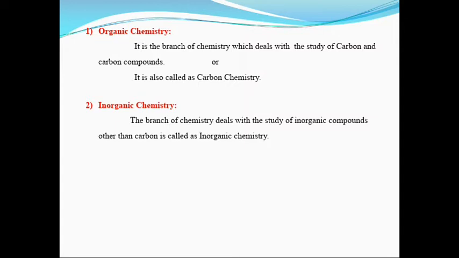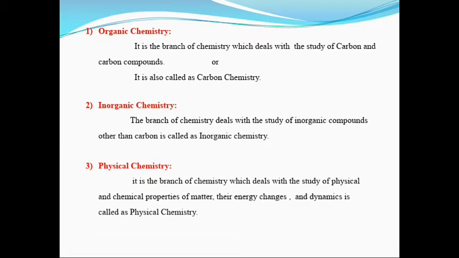So thus inorganic chemistry is nothing but the branch of chemistry which deals with the study of inorganic compounds other than carbon, so that we call it as inorganic chemistry. We study inorganic compounds other than carbon, so that is nothing but inorganic chemistry. Now the next is physical chemistry.